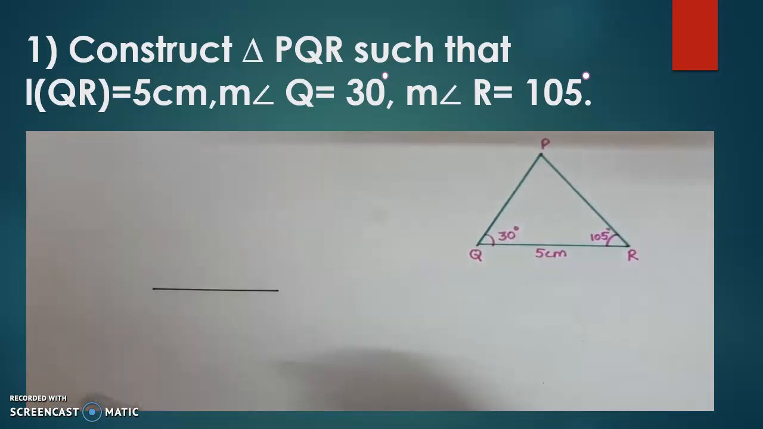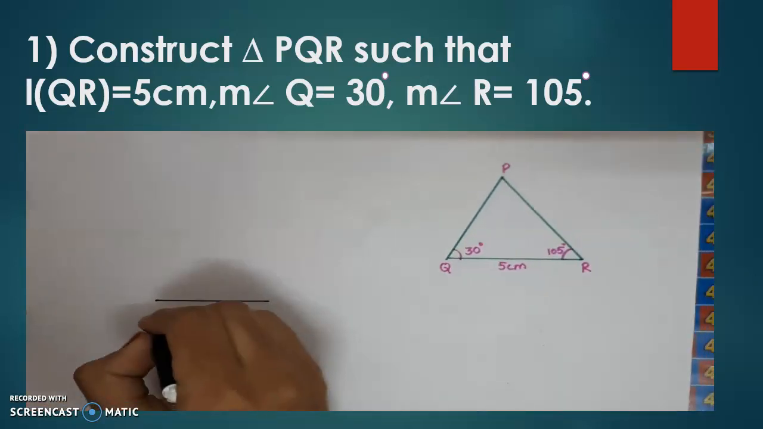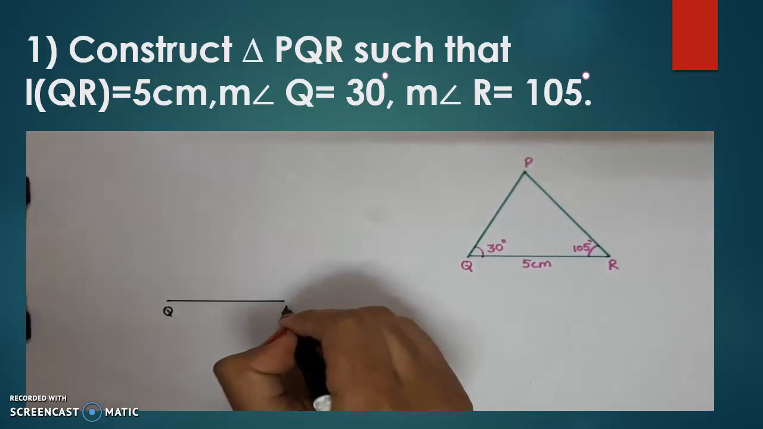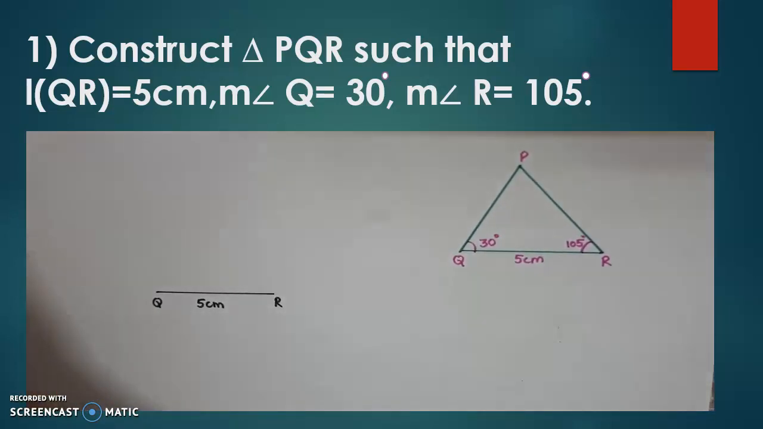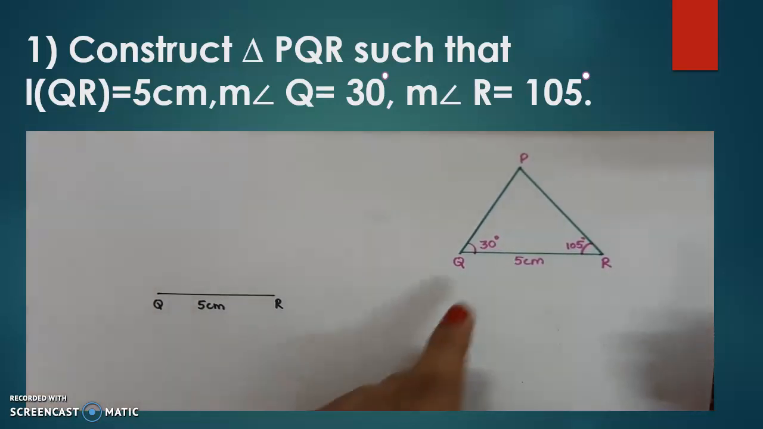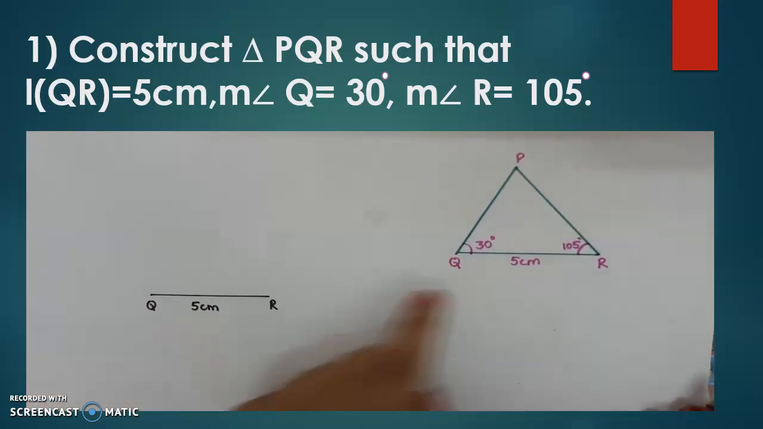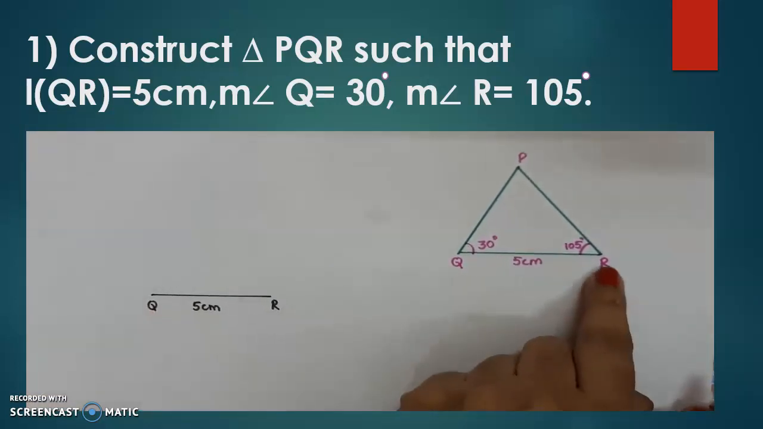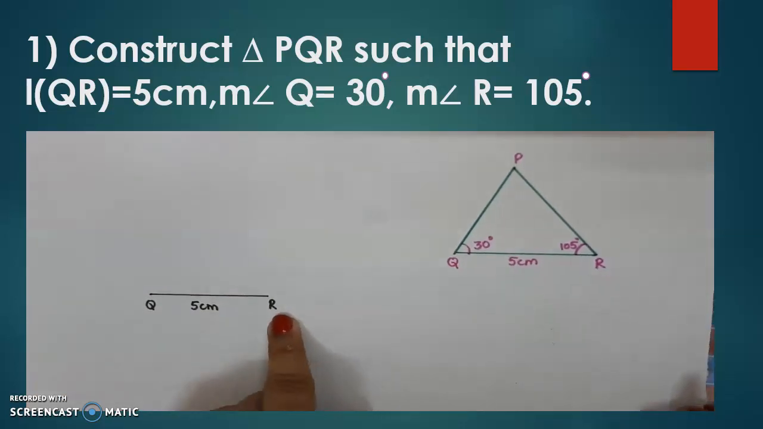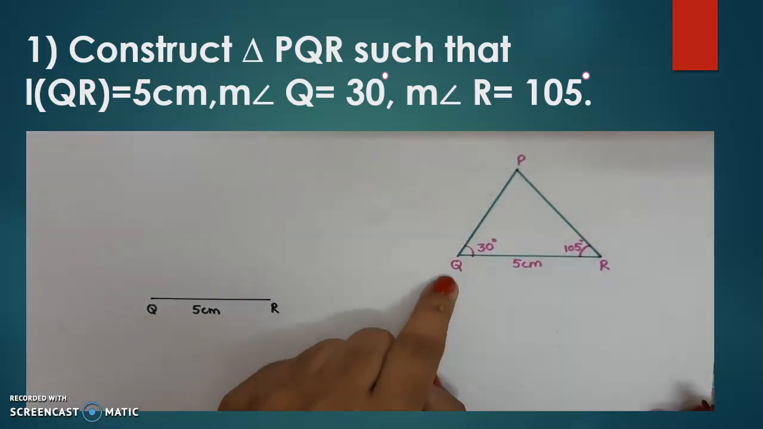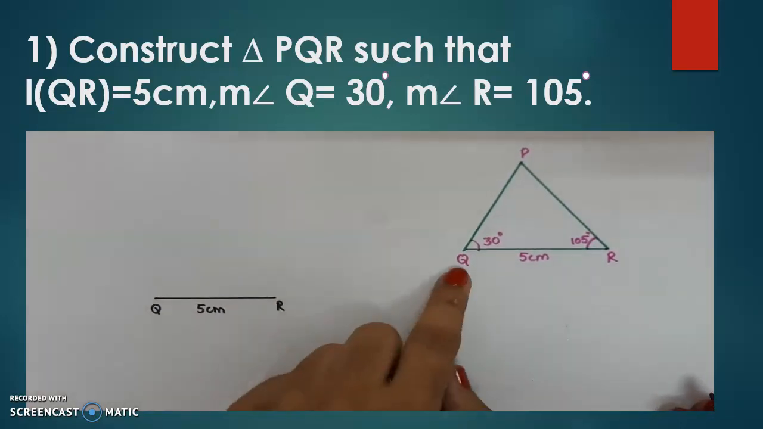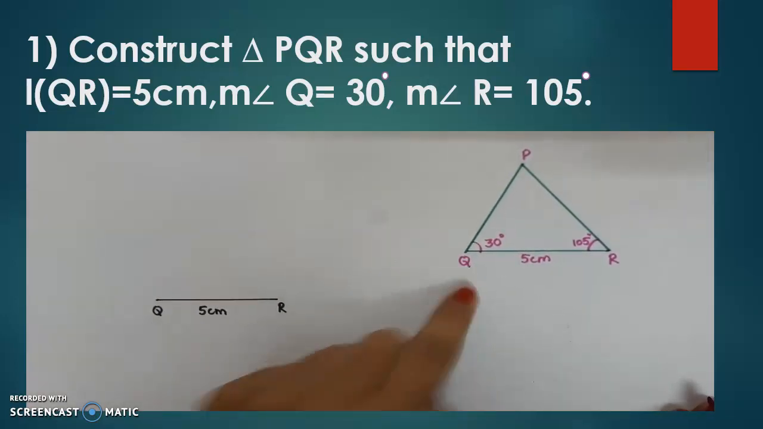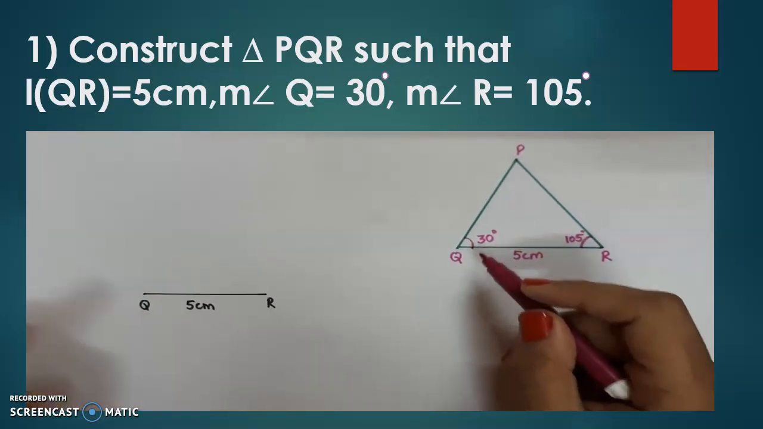So this is the 5 centimeter segment. Name is given QR, so here we will write QR and write the measurement 5 centimeter. Now we have to draw 2 angles. One angle I have to draw on point Q and the second angle on point R. So we will again follow the things which I have explained earlier. Now first we will start with angle Q. My angle Q is 30 degree.